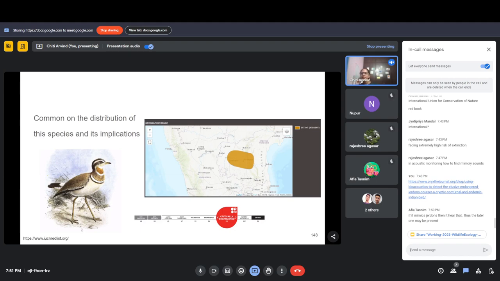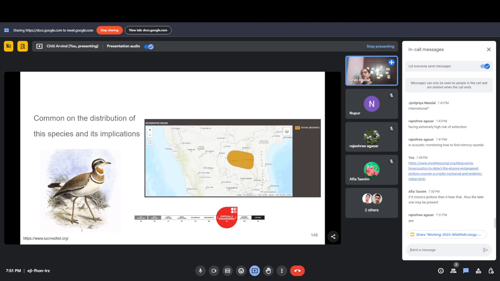If it mimics Jordan's courser, then it heard that, thus the latter one may be present. Yes, it is a possibility, but we cannot confirm it just based on one call. It could also be possible that this particular call type is being passed by vocal mimics generation after generation within the species.